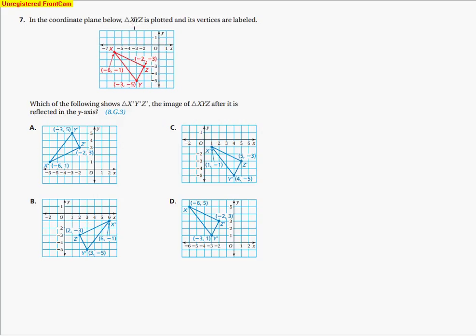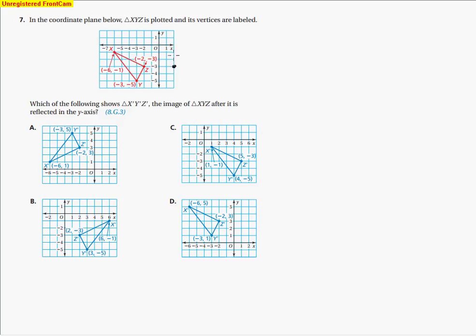triangle XYZ is plotted and the vertices are labeled. And it says, which of the following shows XYZ with primes and the image x, y, z after it has been reflected across the y-axis. So across the y-axis is going to go onto this side right over here. So notice how this point right here is going to go 2 spaces over. And it's going to go right there.